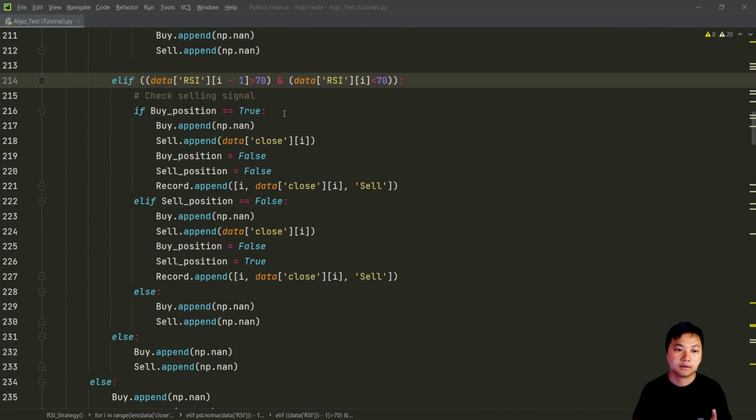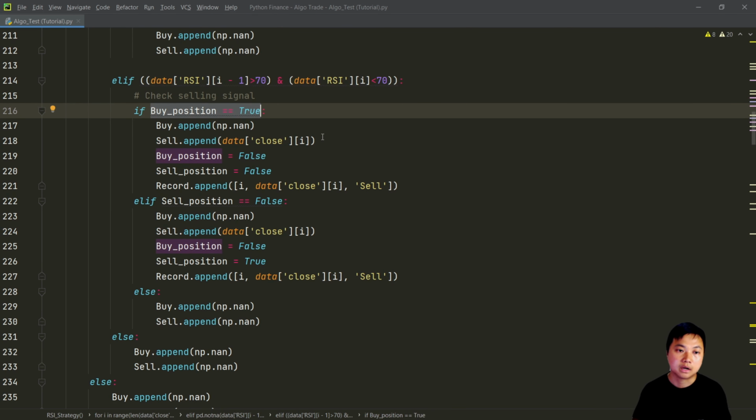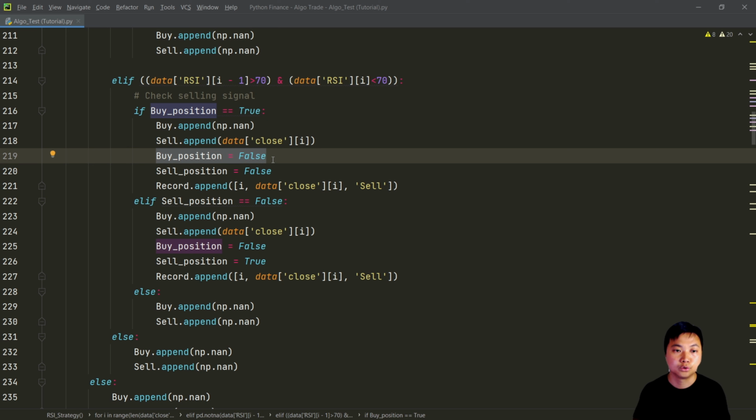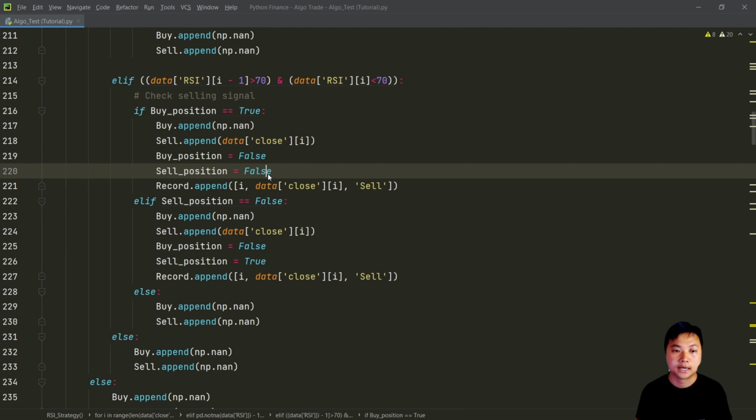So there are three scenarios as well. We have the selling signal just in case we already have the stock, and so it's time for us to sell the stock. In that case, we will change the buy position to false. So we complete the trade because we already bought the stock and it's time for us to sell the stock. We just complete the trade, and you can see that the buy position and also the sell position equal false.